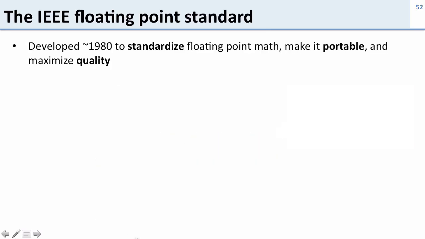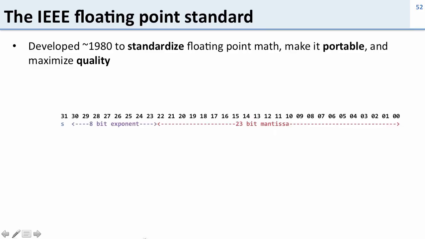So where did this come from? Well, the standard we have today, which is the IEEE floating point standard, came around in the 1980s, and it was basically because everybody who was making computers had their own standard, and they wanted to make sure that you could make portable information, so you could change numbers back and forth between computers and to maximize quality, because getting floating point numbers right is really, really tricky.